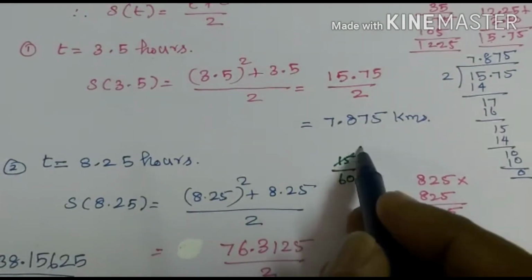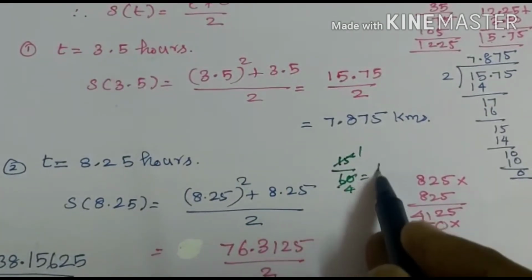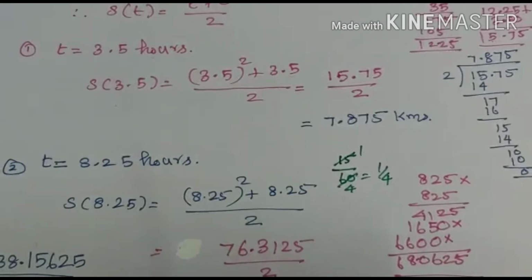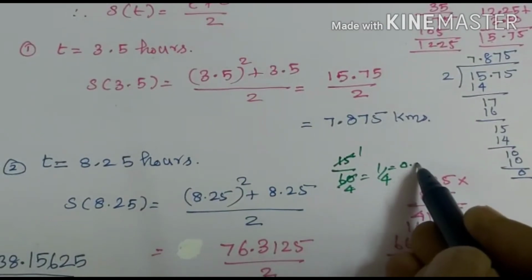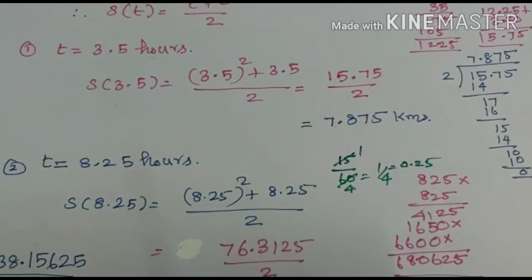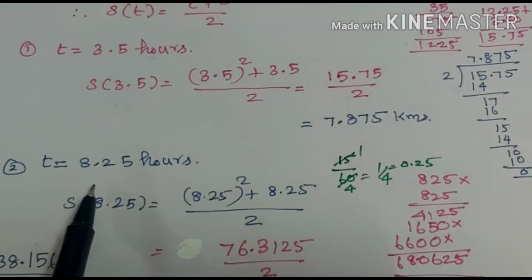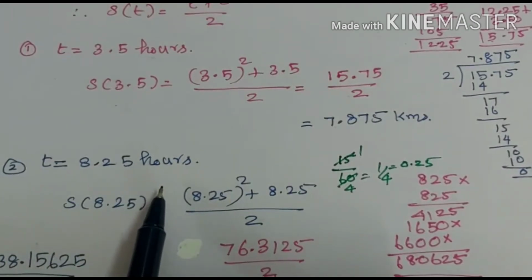So 1 15s are 15 and 4 15s are 60. So 1 by 4. 1/4 means 0.25, because we know 1/4 means 0.25. So 8.25 hours, 8.25 hours.